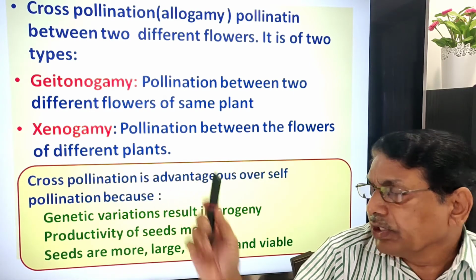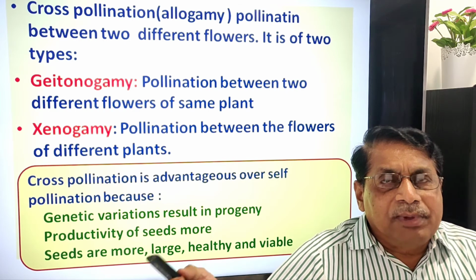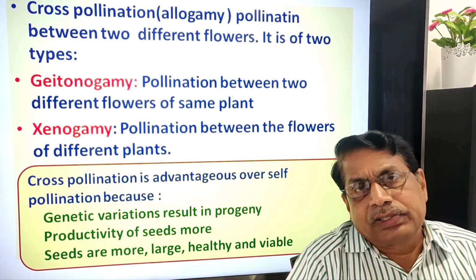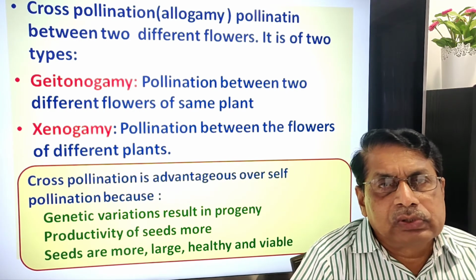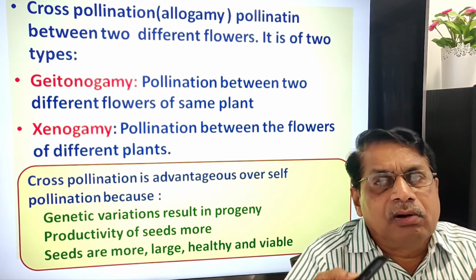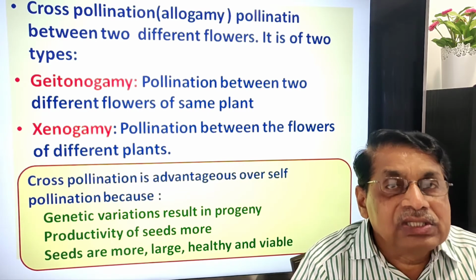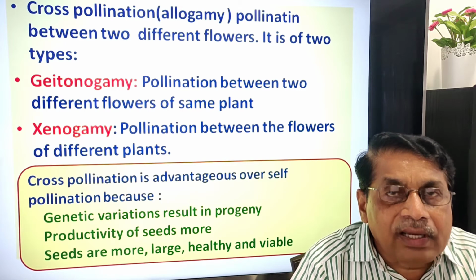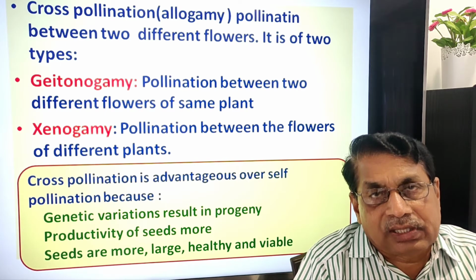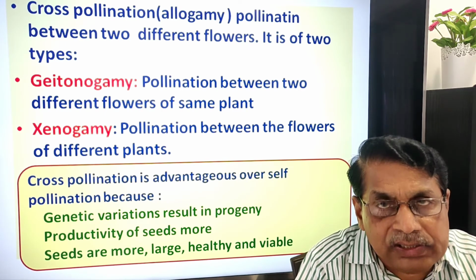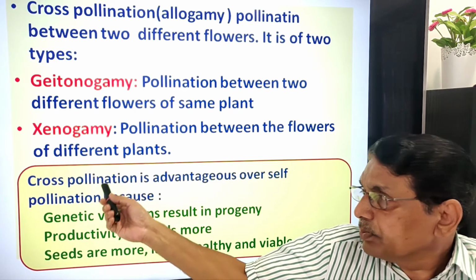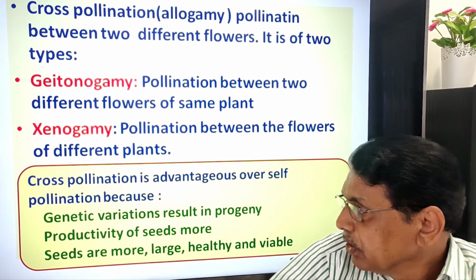Genetic variations result in the progeny because gametes will be coming from different plants, different flowers. So therefore, in the progeny, there will be a lot of genetic variation. This is necessary for evolution, for survival, for many other reasons. So cross-pollination results in genetic variation.